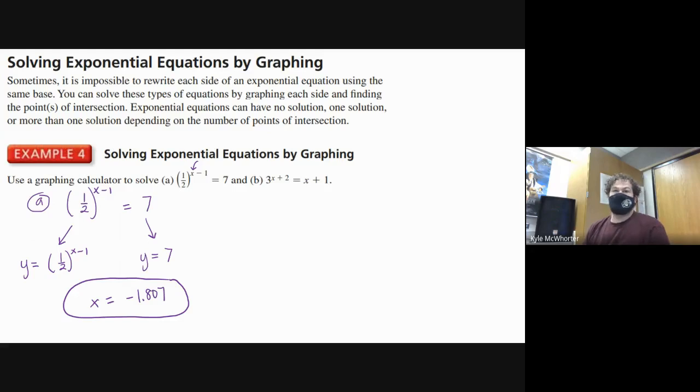And then for this one over here, the right side doesn't even have x in the exponent. It doesn't have a power at all. So what we can do here, same strategy, is just graph y equals 3 to the x plus 2, then graph y equals x plus 1 and see where they intersect. So we're going to do y equals 3 to the x plus 2, and we're going to do y equals x plus 1 and see where they intersect.